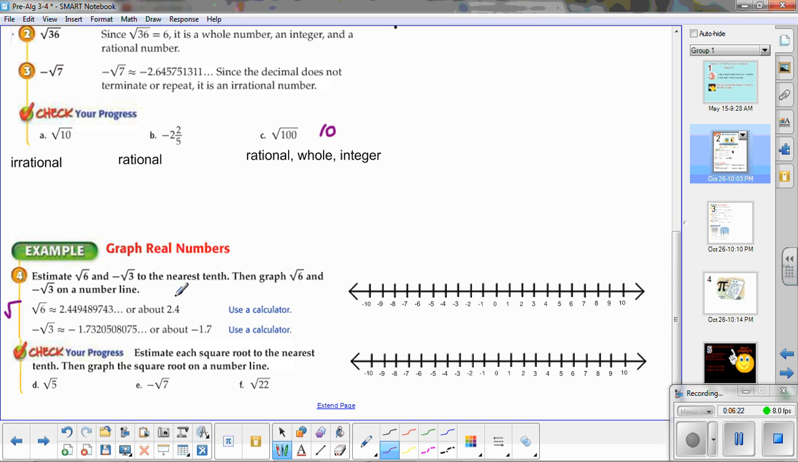Square root of 6 is about 2.449489743, or about 2.4. So you're going to go on the number line. You're going to find positive 2 and positive 3, and it's going to be just a little under halfway between the 2 and the 3. So I'm going to put a dot there, or a point there, and I'm going to label that as the square root of 6.